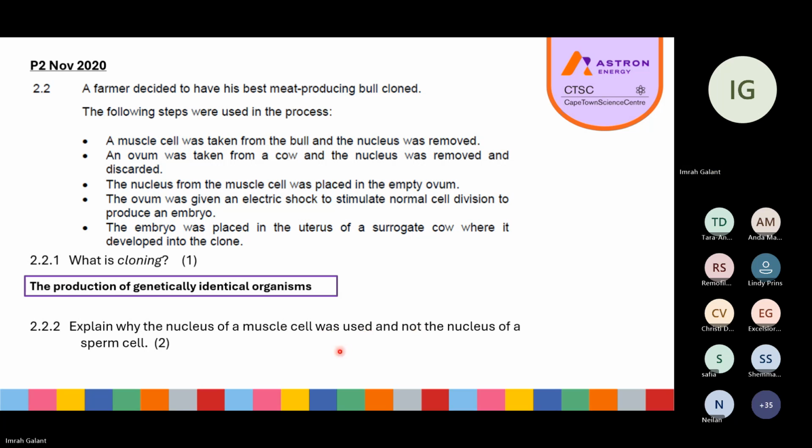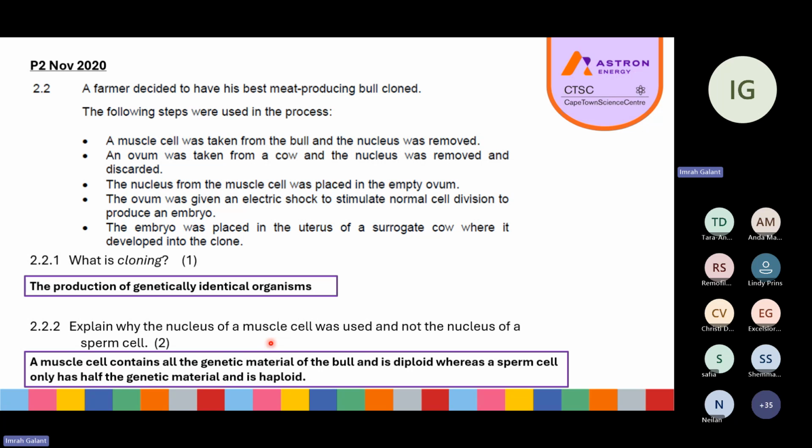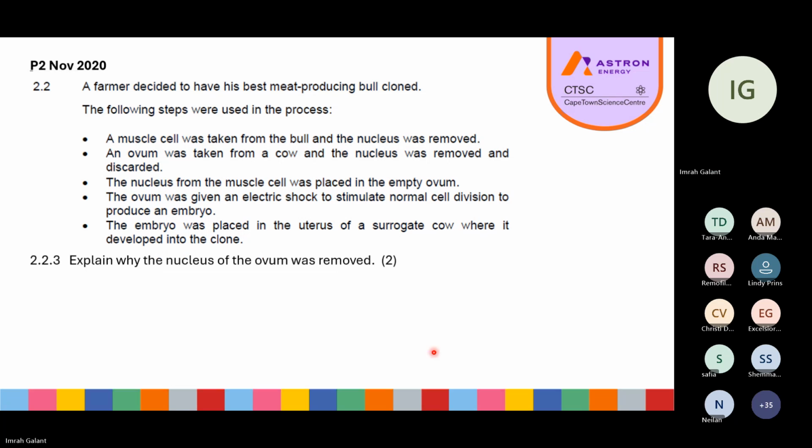So what we're going to see is that the muscle cell contains double the amount of the genetic material that we need. The muscle cell is actually diploid, whereas a sperm cell only has half the genetic material and is haploid. Then, explain why the nucleus of the ovum was removed.